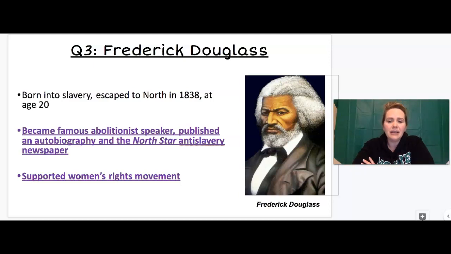He helped participate in the North Star anti-slavery newspaper. And additionally, he understood the plight of women as well. Women also had limited freedoms, more than African Americans did, but not as many as white men. So he also championed the women's rights movement as women tried to gain more rights in America. So Frederick Douglass, very famous figure, educated, despite it being illegal to educate a slave. He taught himself how to read. And was a mover and shaker in abolitionist circles.